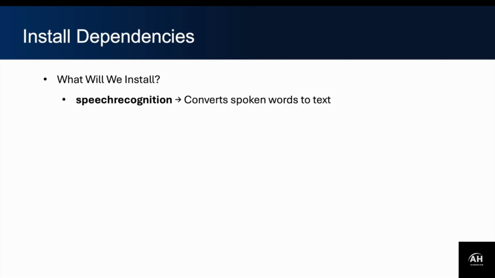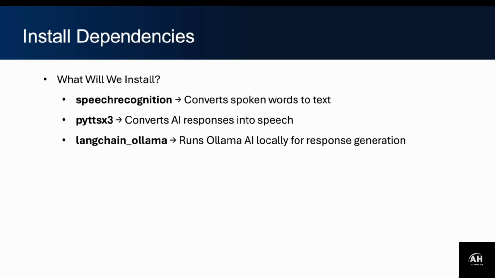Our first step is to install the required dependencies. Before we start coding, let's make sure we install the necessary Python libraries. We'll be installing SpeechRecognition, which converts spoken words to text. We'll be installing a library called pyttsx3, where TTS stands for text to speech, which converts AI responses into speech. And then we'll also be using langchain-ollama, which runs Ollama AI locally for response generation.